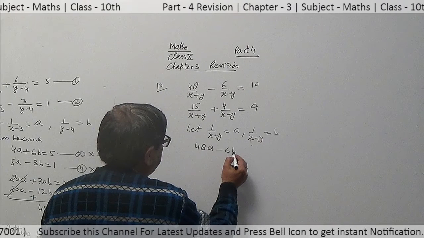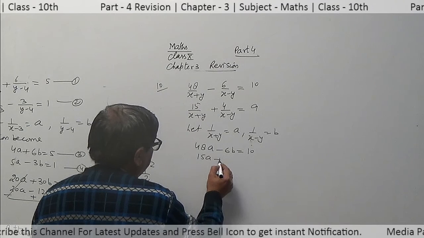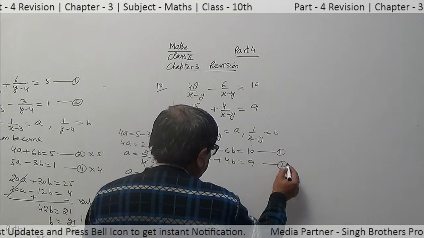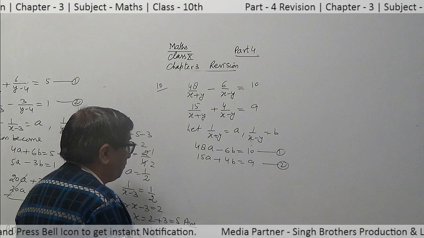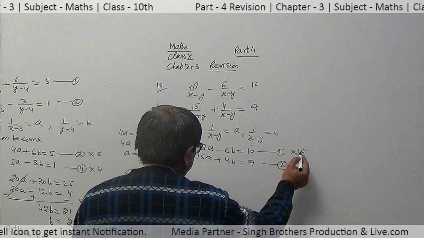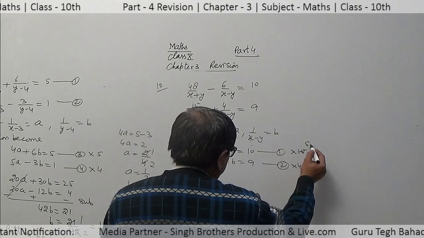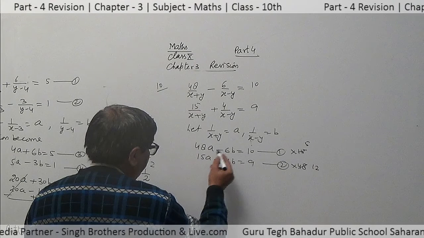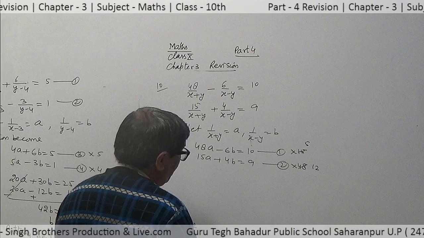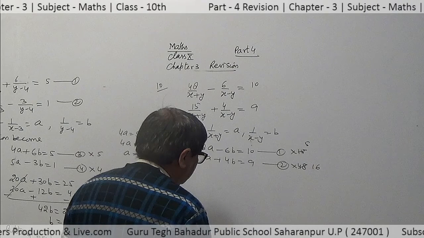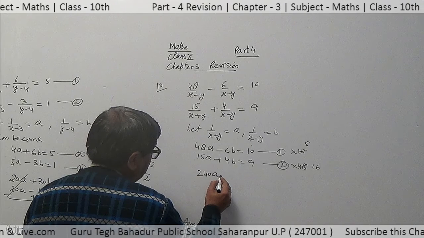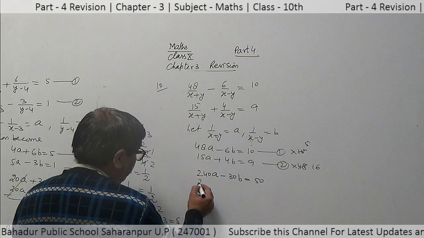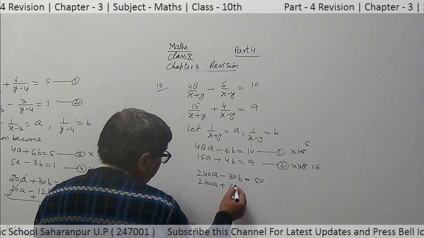48a minus 6b is equal to 10, 15a plus 4b is equal to 9. This is the first equation, second equation. Multiply the first by 15 and the second by 48, or by the common factor, multiply by 5 and by 16. 240a minus 30b is equal to 50, 240a plus 64b is equal to 144.